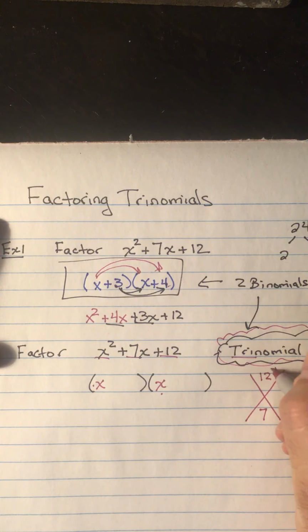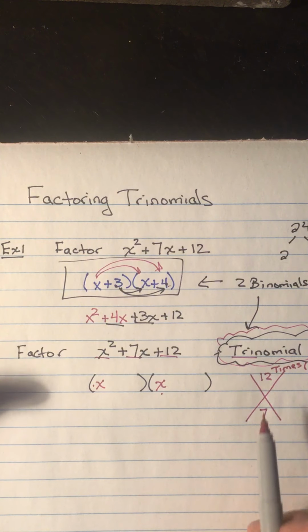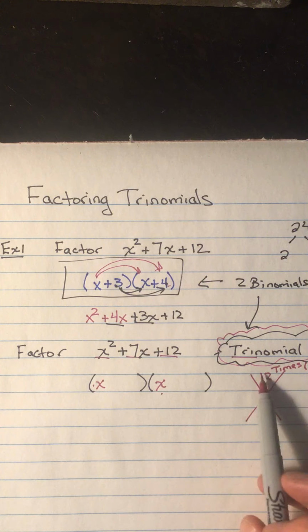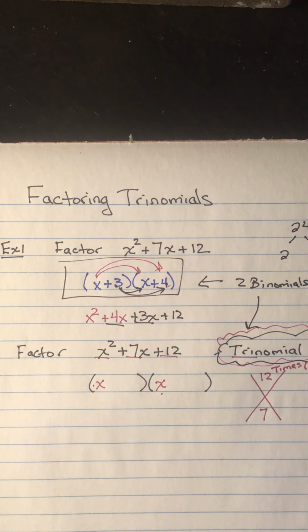So in my head I'm thinking, can I think of two numbers that multiply to 12? And so, of course, there's multiple options. 1 times 12 would give me 12. 2 and 6 give me 12. 3 and 4 give me 12. So how do I know which one of those combinations work?